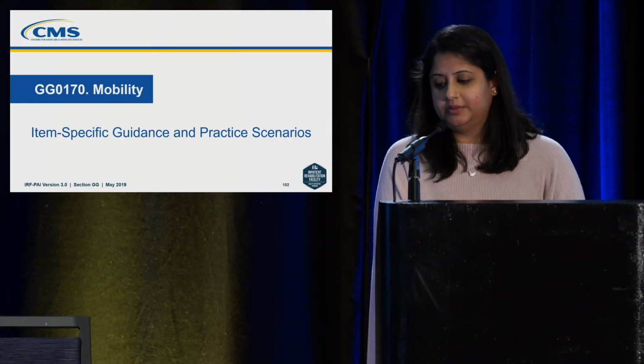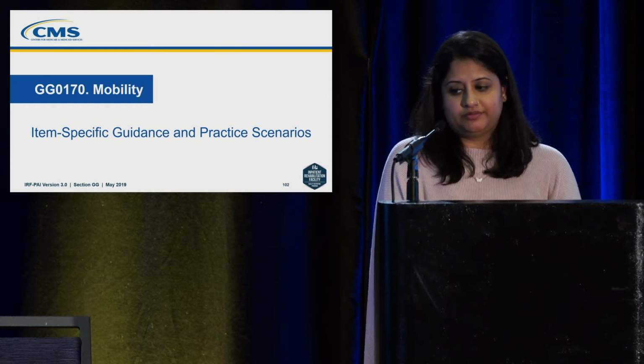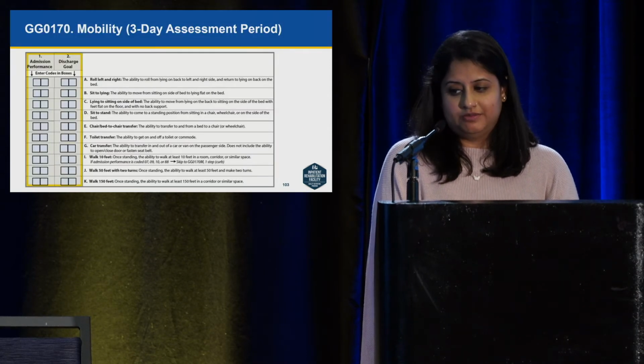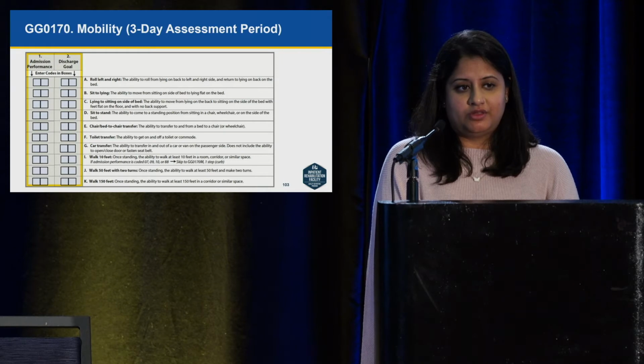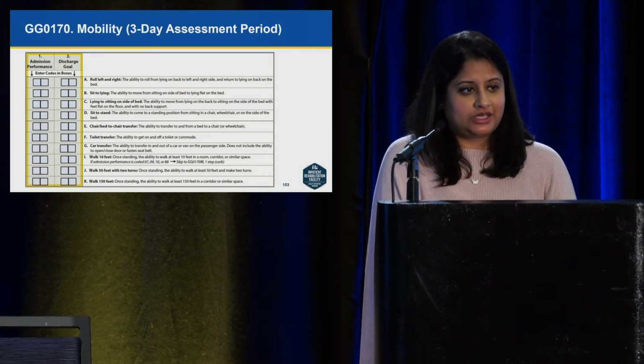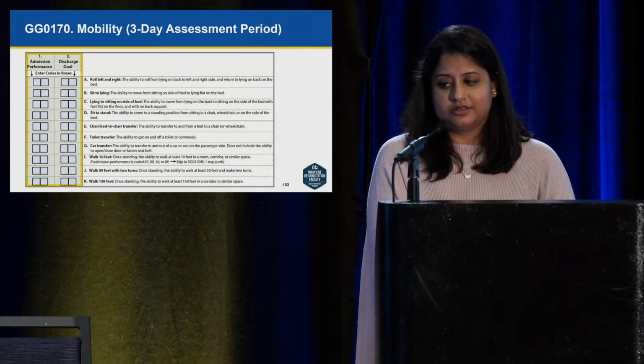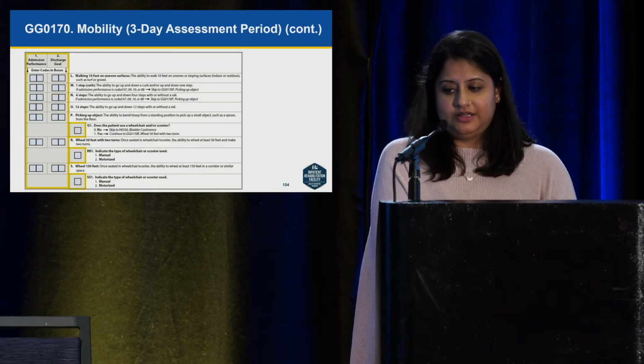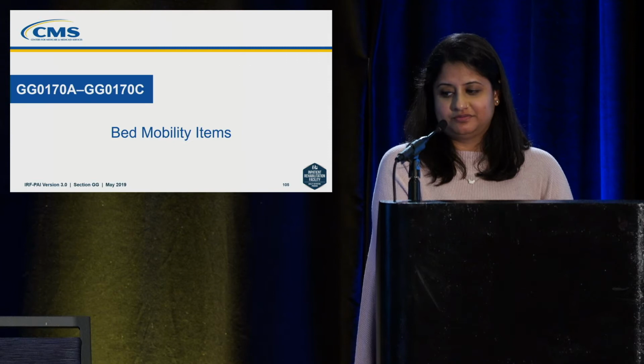Okay, we're going to go a little bit into mobility and then we'll take a break. So same thing, same setup as GG0130, only it's mobility. Do the 3-day assessment period. This is what it looks like in the IRF-PAI again, the 2 columns. And this is a continuation of that.